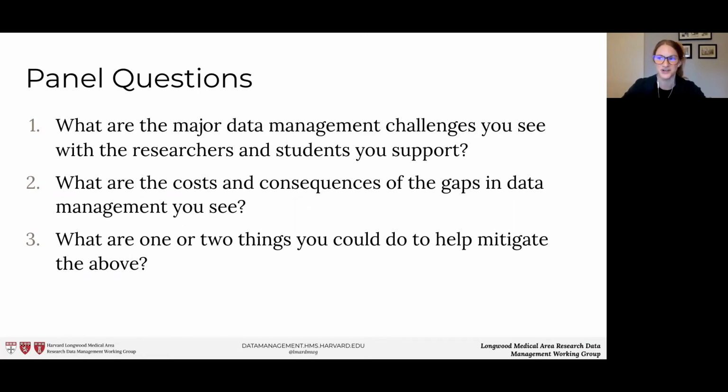All right, so our first question: what are the major data management challenges you see with the researchers and the students that you support? I'm leaving that open to anyone who wants to jump in first.